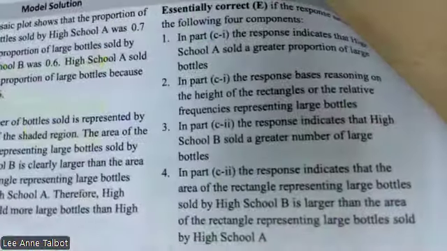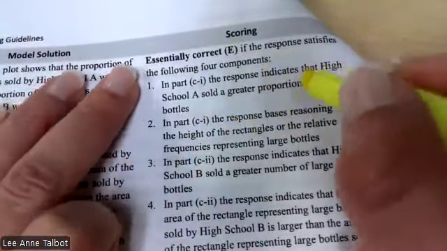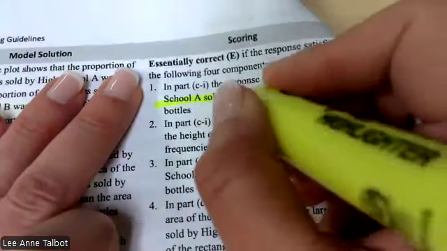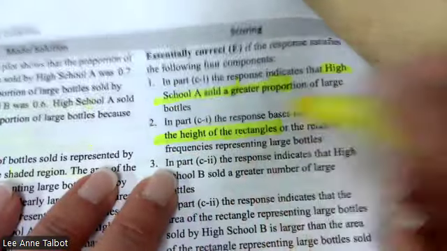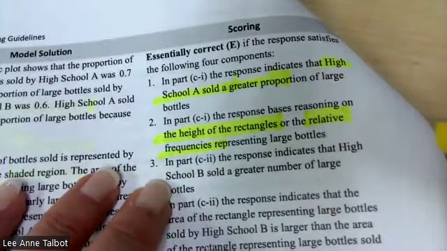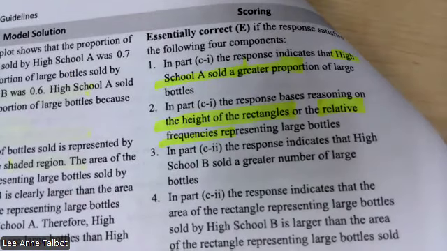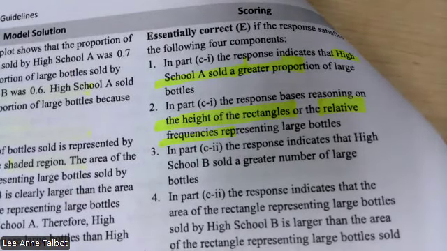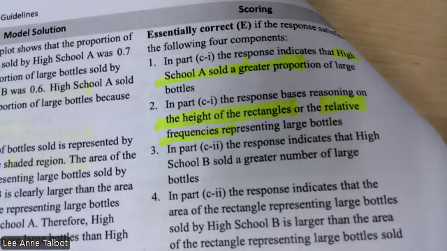Okay, last part for number 2. Four components. In part C1, high school A sold a greater proportion. And you can say something about the height of the rectangles or the relative frequencies representing the large bottles. So for me, I actually quoted it. I said 0.7 is greater than 0.6. Or you could say the height of the rectangle is taller than the height of the other rectangle.